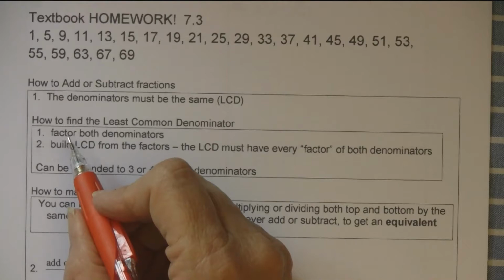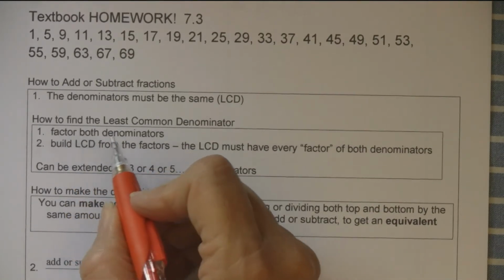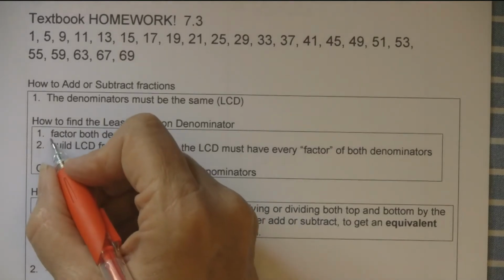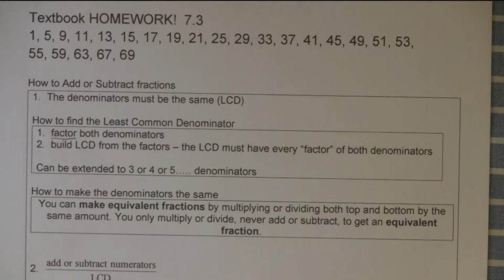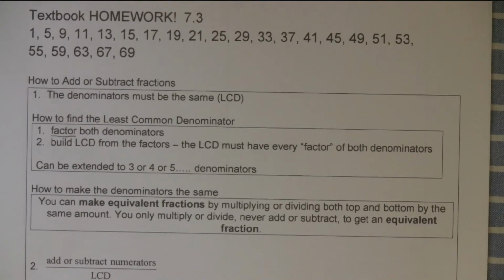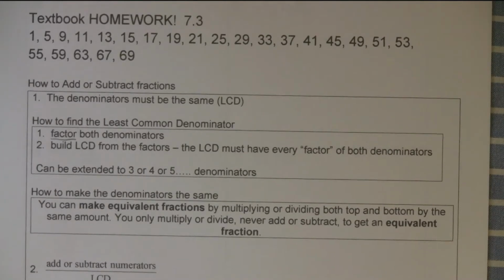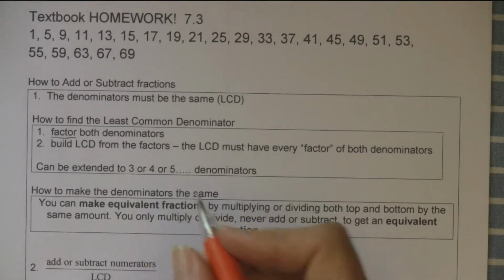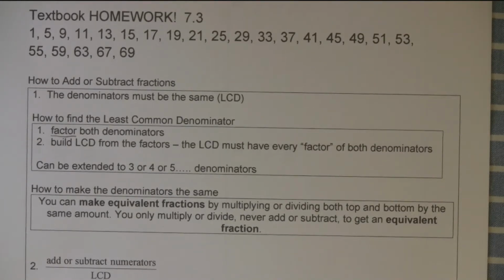And just in general, how you find the least common denominator is you factor the denominators. Notice the F word there, factor, right? And then you can build the lowest common denominator or the least common denominator. People use both words. From those factors, the LCD must have every factor of both denominators, and you can extend that to 3 or 4 or 5, 6, 7, 8, 9 denominators, however many you have.